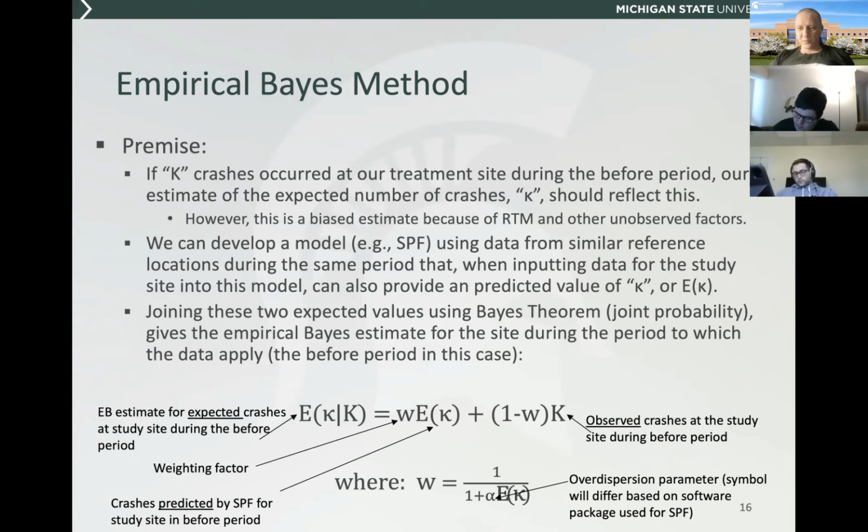Okay. And so if the equation is less reliable or less precise, it would make sense that we would give less weight to it and more weight to what we're actually observing at the site. Does that make sense? Okay. And then the second component here relates to the expected number of crashes from that regression equation. And so as the expected number of crashes at the site gets larger, what happens to that weighting factor?